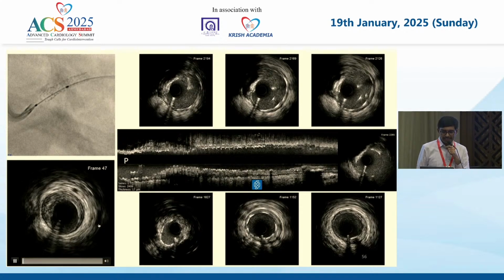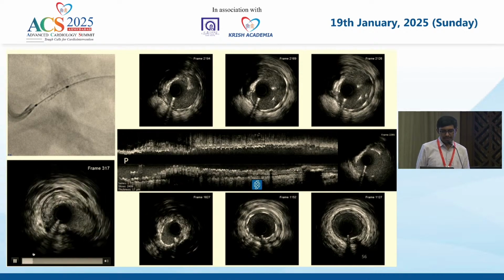Anybody wants to take this one? I was playing this and I put the images here. Sorry, it is not playing.